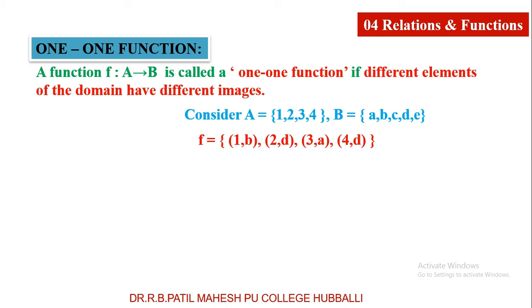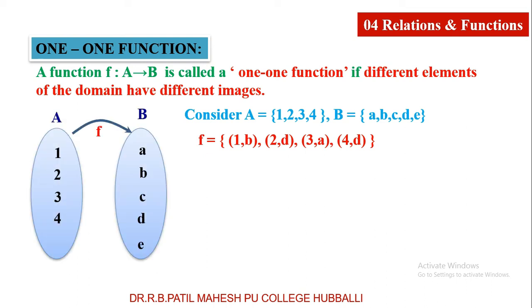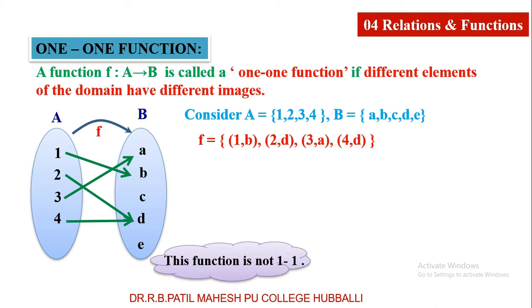Concentrate on its arrow diagram. F from A to B. A is having 1, 2, 3, 4. B is having A, B, C, D, E. 1 is related to B, 2 is related to D, 3 is related to A and 4 is related to D. Dear students, this function is not a 1-1 function. Why is this function not 1-1?